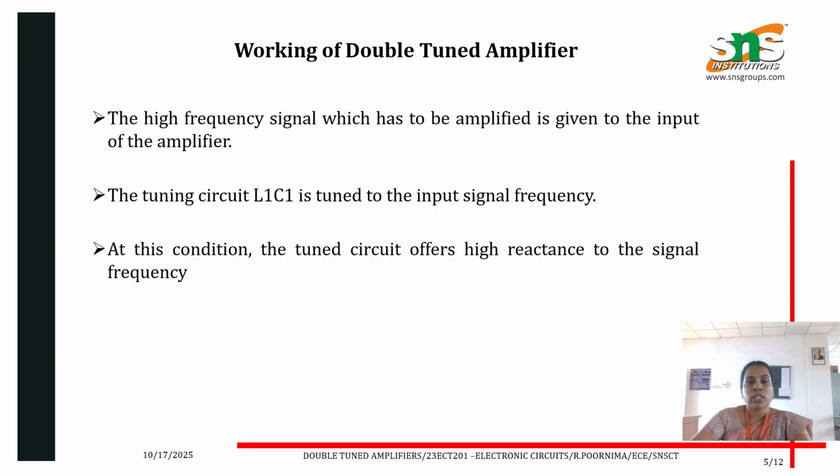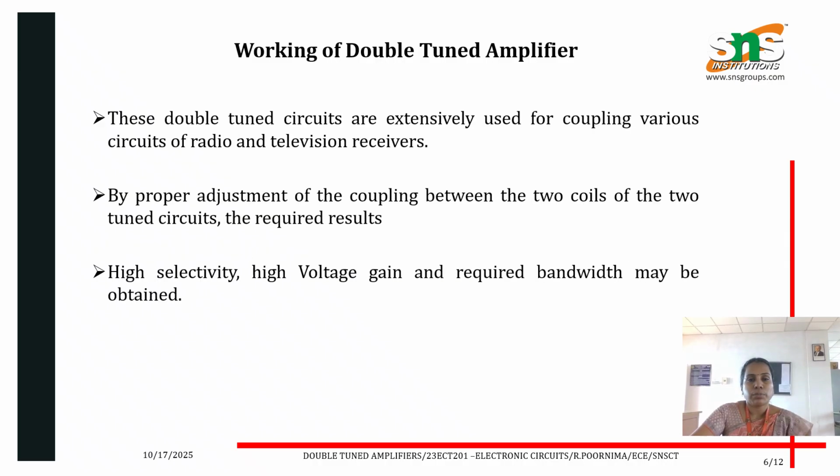Let's see the working in detail. The high frequency signal is to be amplified. As seen in the previous circuit diagram, at the output of L1 C1 we can couple the double tuned circuit L2 C2. Here it offers high reactance to the signal frequency. So we get the output at the double tuned circuit. These double tuned circuits are extensively used for coupling various circuits like radio and television receivers.